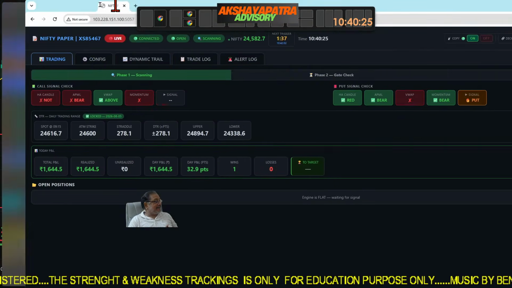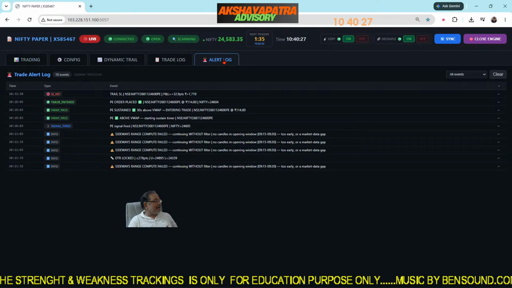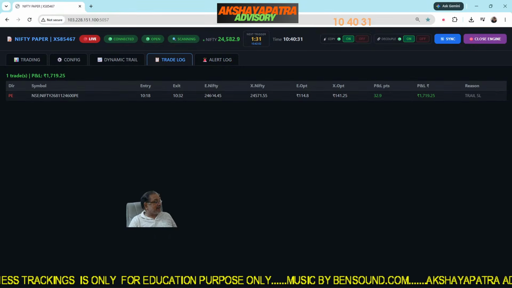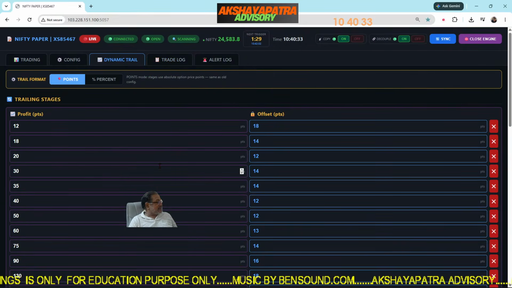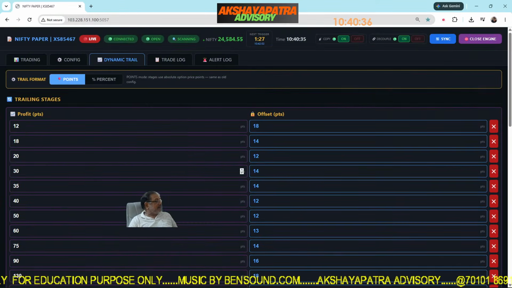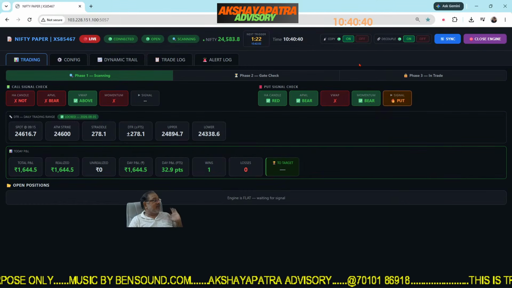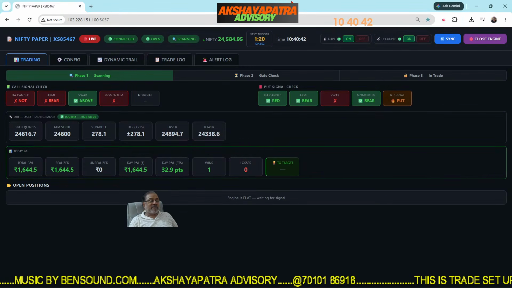See, this is an engine. Okay. So there is an alert log. You can see when it logged, etc. And then what the trade was. You took one trade, and there is a dynamic trail, and multiple things are there. So there is a lot of config and everything. So it took one trade. Now that's all. So my friend is happy.